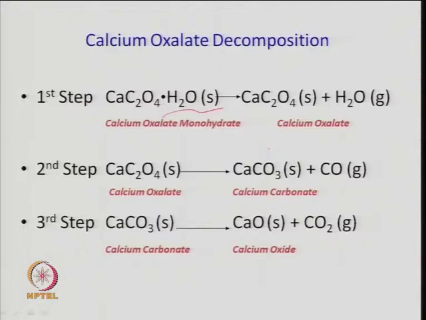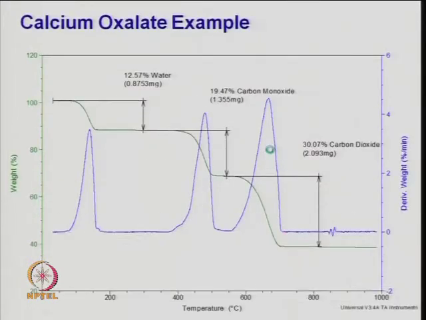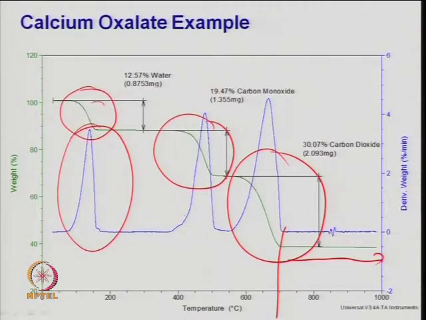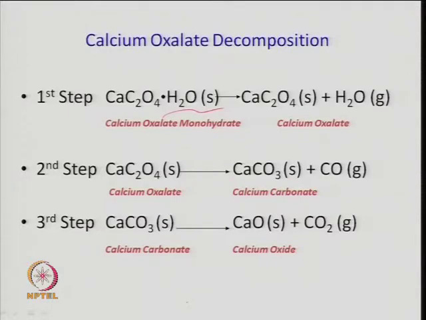And in the second step, which is somewhere near 400 degree centigrade or after that, the calcium oxalate decomposes and gives calcium carbonate and carbon monoxide, right. So, this is the weight of carbon monoxide lost in one way, right, which forms, and if you have a mass spectrometer or a detector, you can measure that carbon monoxide concentration, right.